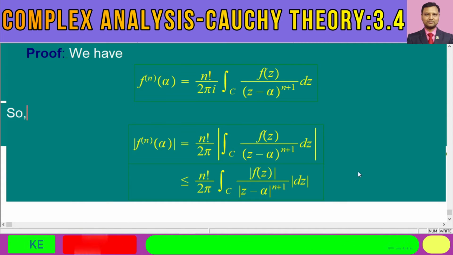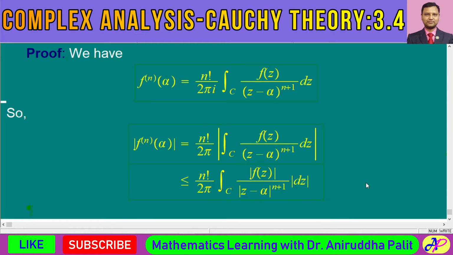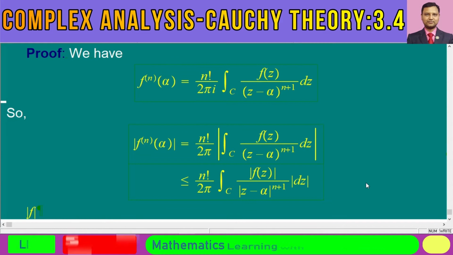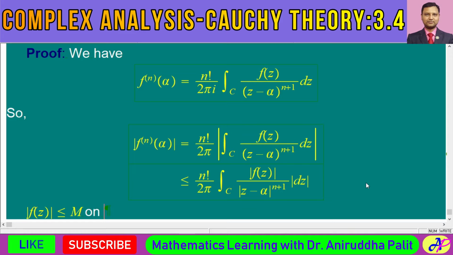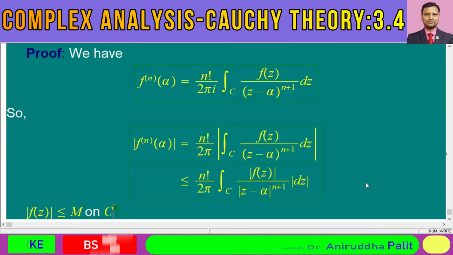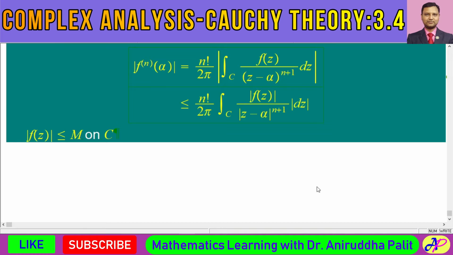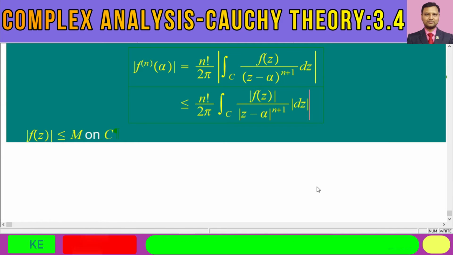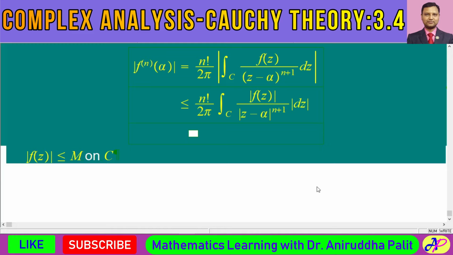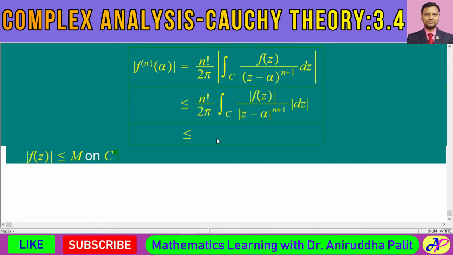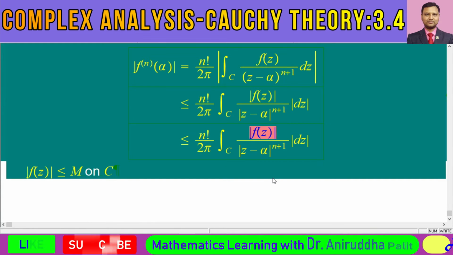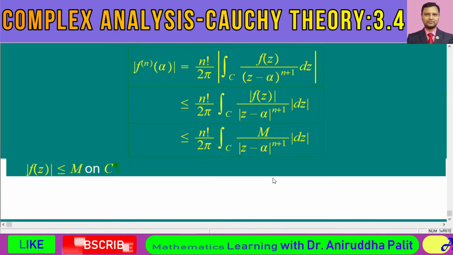So we can say that on this curve, the modulus of f of z should be less than or equal to capital M, where z is a point on the curve. So on the curve C, the modulus of f of z is less than or equal to M. Okay. So we can now say that this total expression is further less than or equal to, you see over here, in place of f of z we are putting capital M.